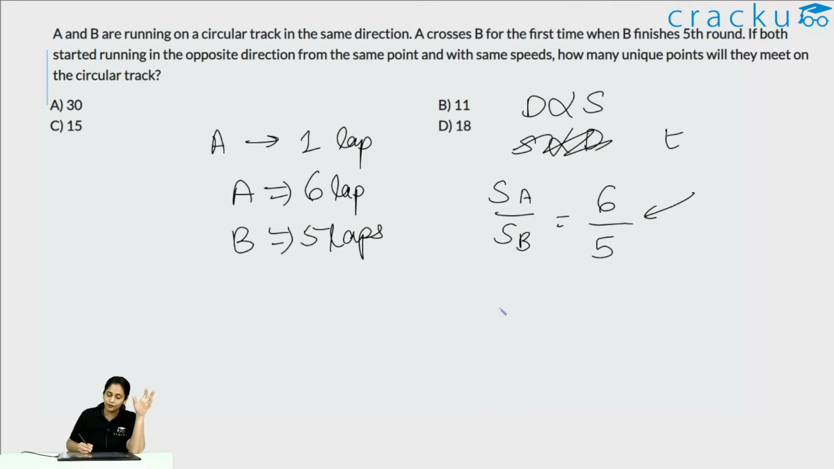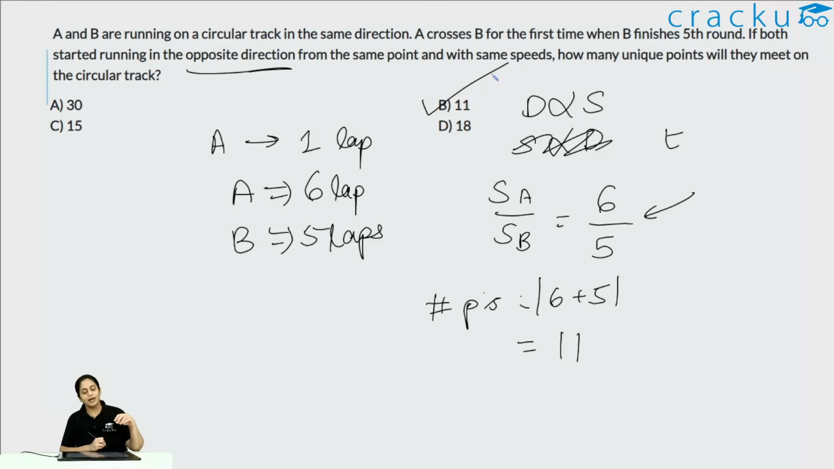Using simply the formula, the number of meeting points is equal to the modulus of 6 plus 5, because they are running in opposite directions. So this is equal to 11. So how many meeting points do they have? They have 11 meeting points. Pretty simple if you know the formula as such.